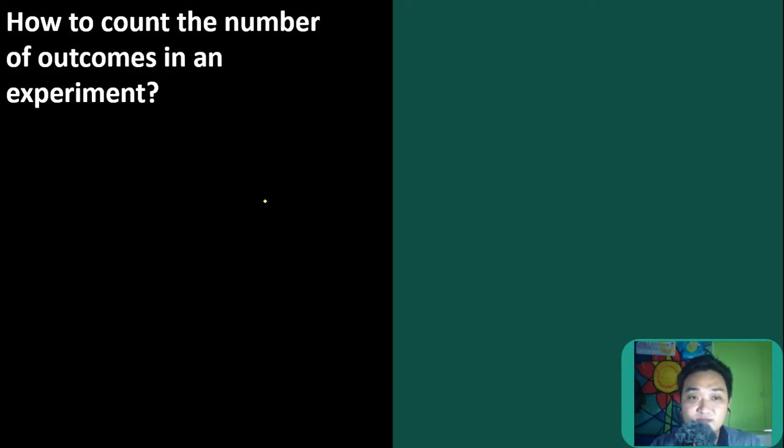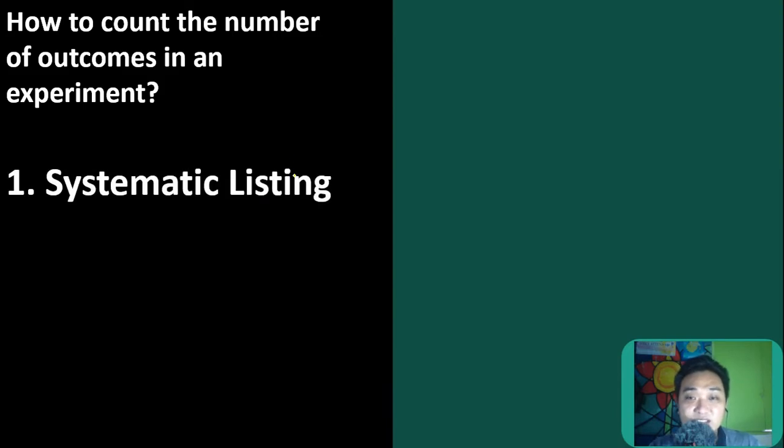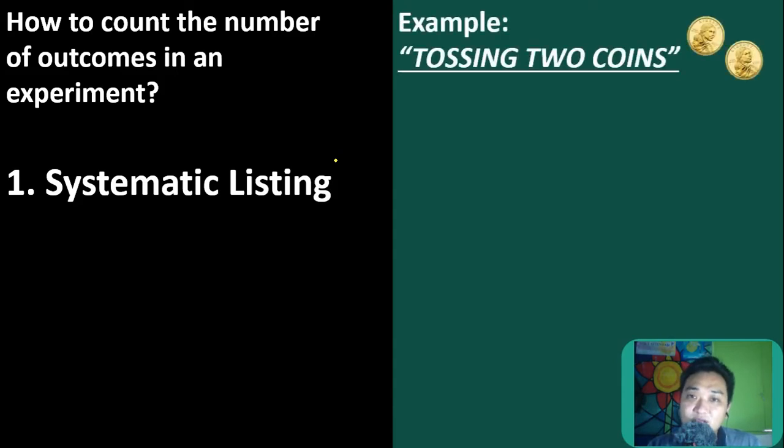First is the so-called systematic listing. So, from the example in our previous videos about basics of probabilities wherein we define experiment, outcome, sample space, tapos event. Let's say we have this kind of experiment, katulad ng dati, tossing two coins. So we could determine the number of possible outcomes in this experiment, tossing two coins, by systematic listing.